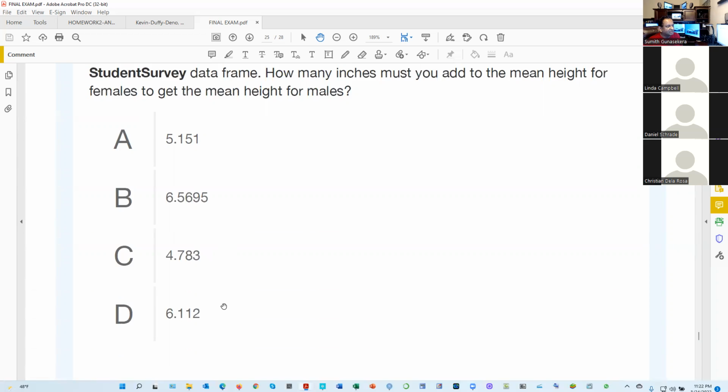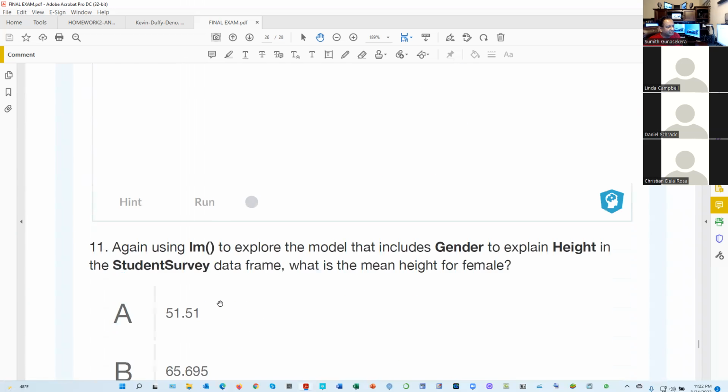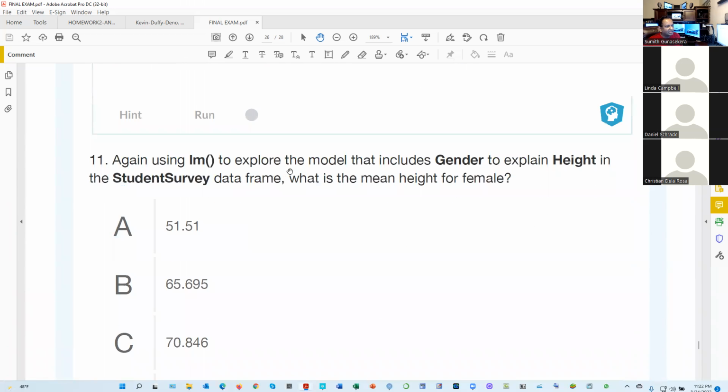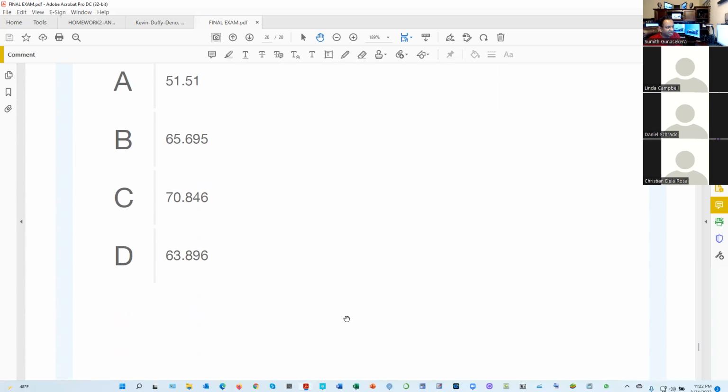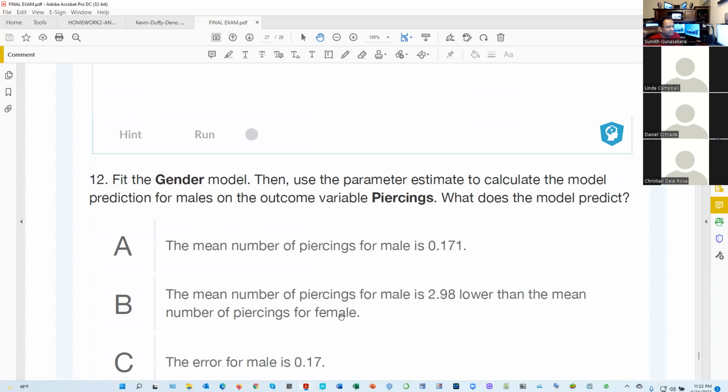B1. Then they're going to ask you here, female height is the B0. It's the B0. Okay. They are asking for the male height. Male height should be that much being added to that one. Okay. Fit the gender model. Then use the parameter estimate to calculate the model prediction for male on the outcome variable piercing. What does the model predict?